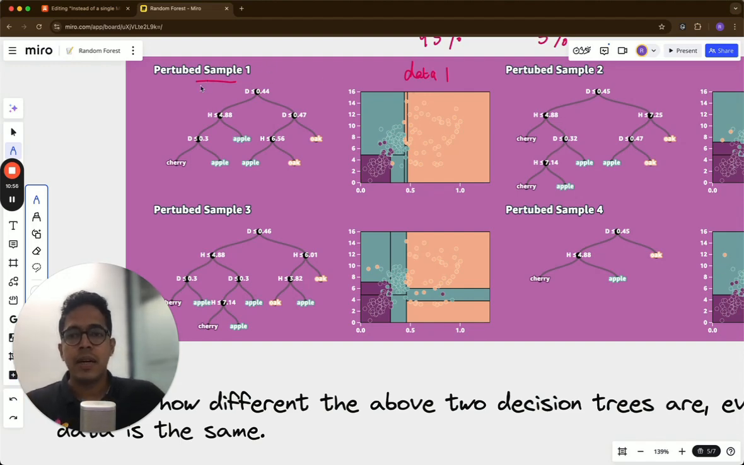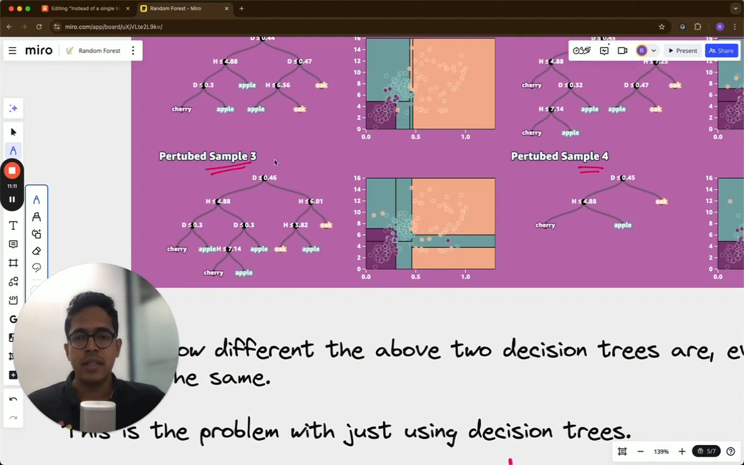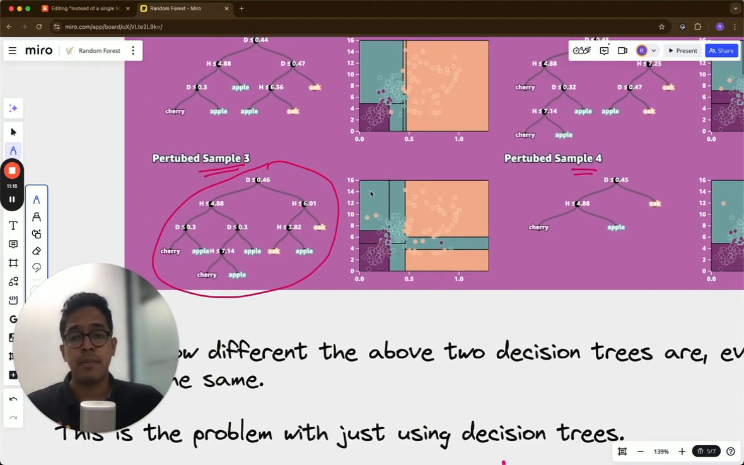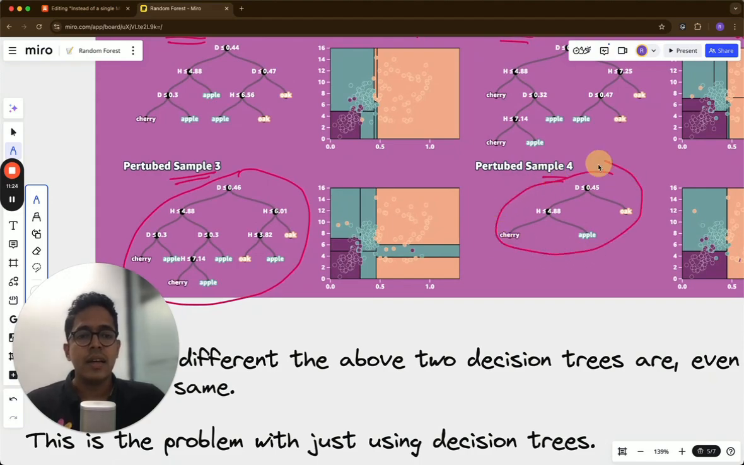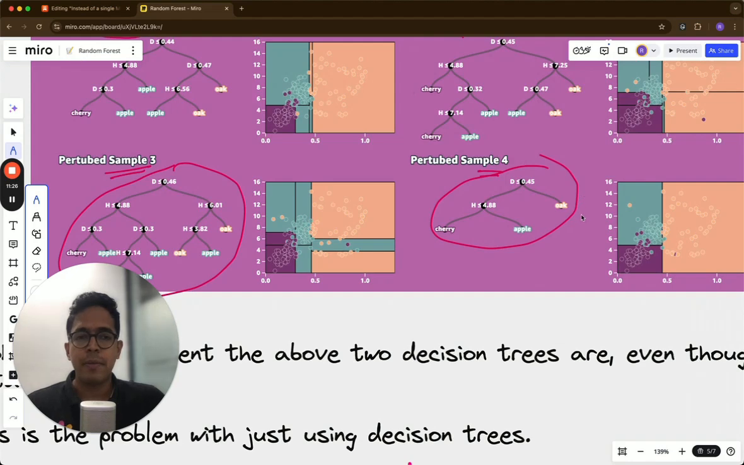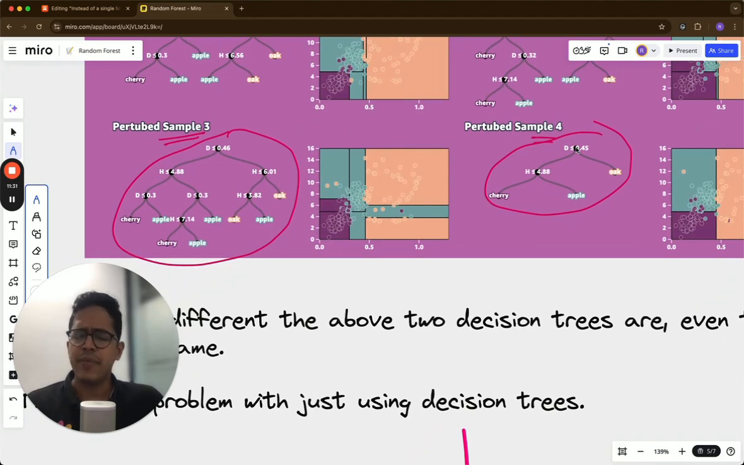So the tree created using sample 1 and the tree created using perturbed data set sample 2 are very different, as you can see from the structure. Even more drastic are the trees for perturbed samples 3 and 4. This tree corresponds to perturbed sample 3. It's still 95% pretty much the same data, except some perturbations have been made. But look at this tree. Here also, the data set is only 5% different. Look at the difference in structure between the third and fourth tree. They are very, very different.